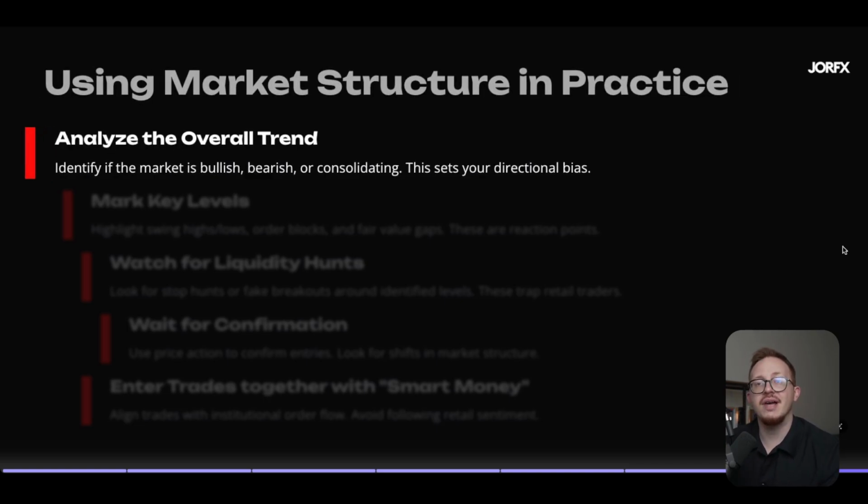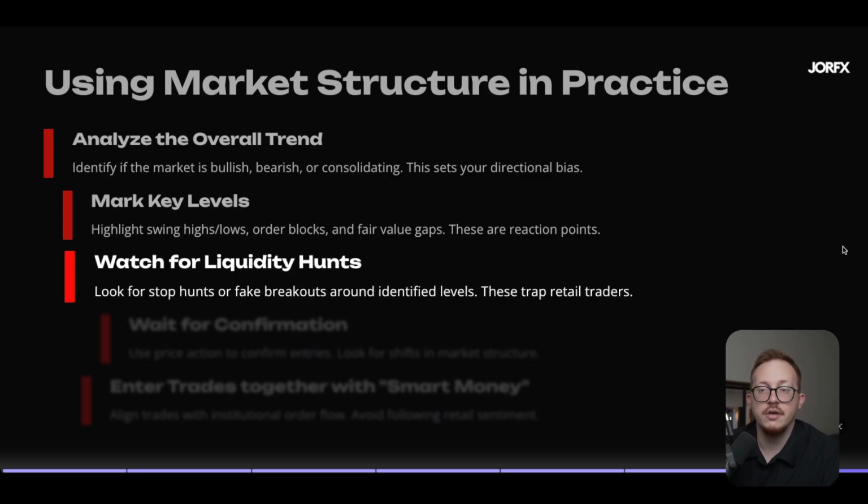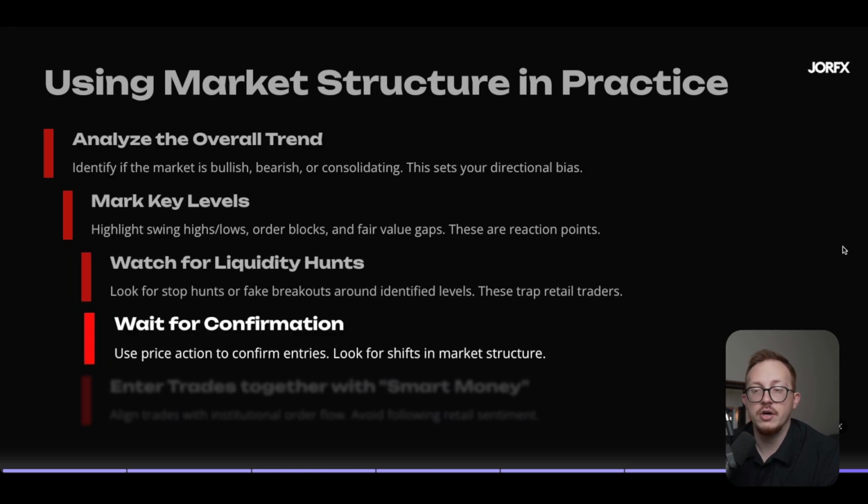First of all, you want to analyze the overall trends. Identify if the market is bullish, bearish, or consolidating. This will set your directional bias. Then you want to mark key levels. Highlight swing highs and lows, order blocks, fair value gaps. These are reaction points. You want to watch for liquidity hunts. Look for stop hunts or fake breakouts around identified levels. These trap retail traders.